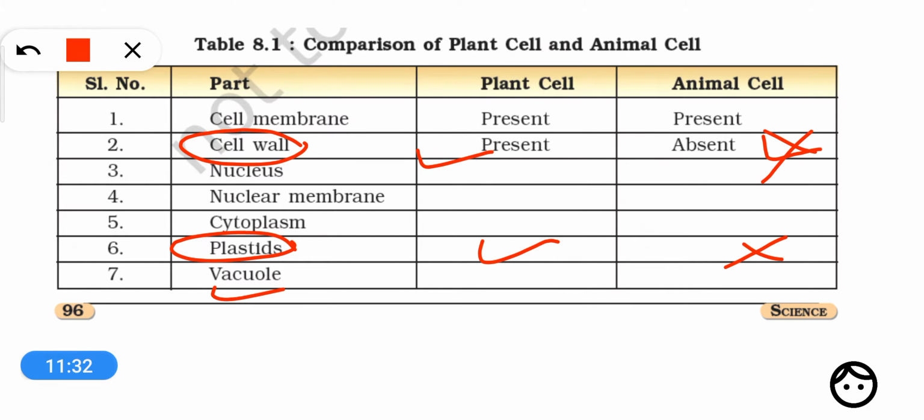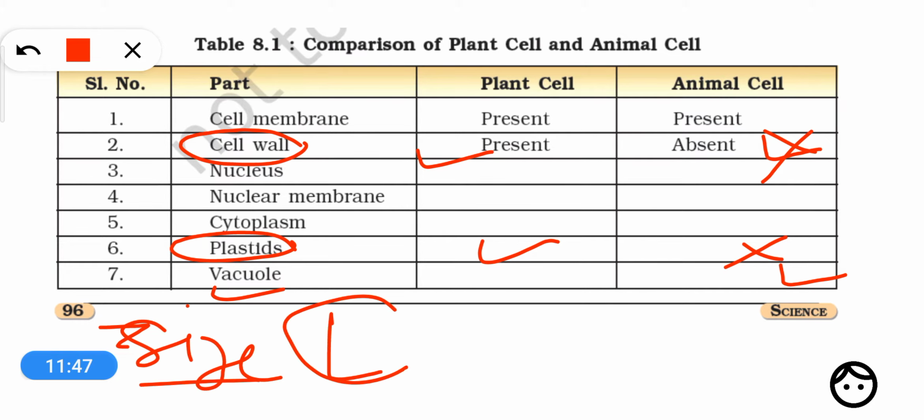Vacuole large but one and two, while in animal cell vacuoles are small but many. One more difference you can see: size. If we talk about size, then plant cells are generally larger in shape as compared to animal cells, which are generally smaller in size. Okay, so dear students, this is the end of the chapter.